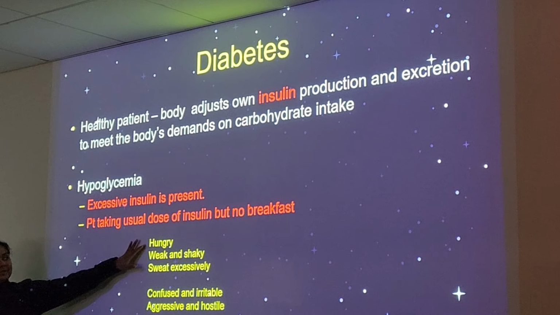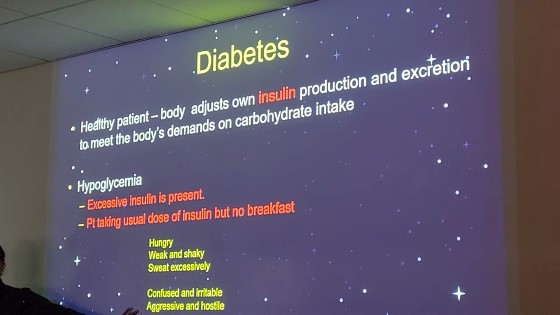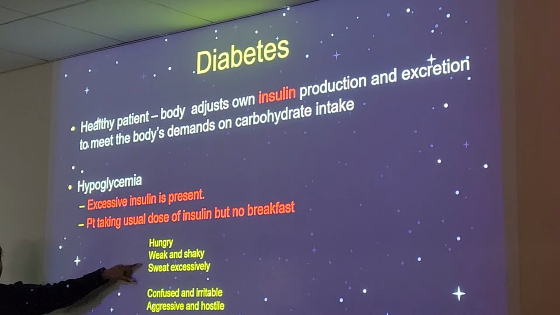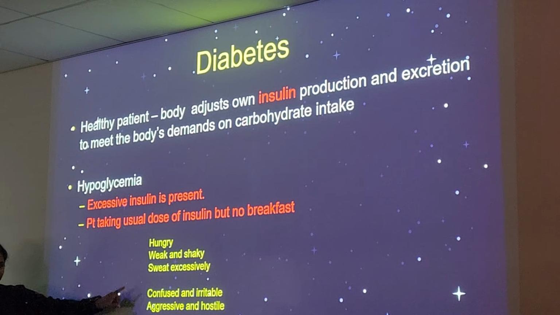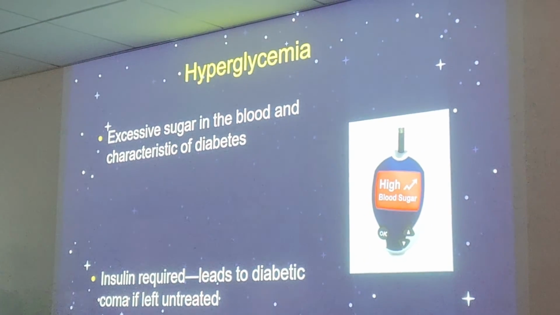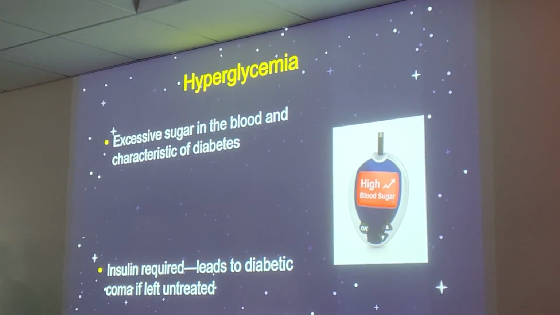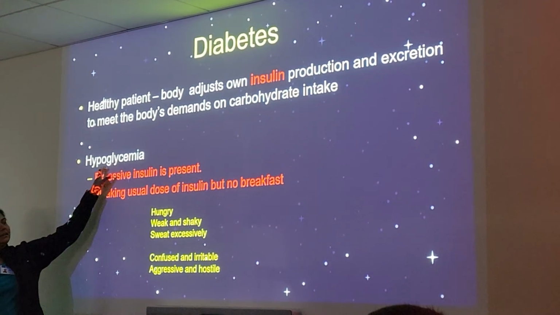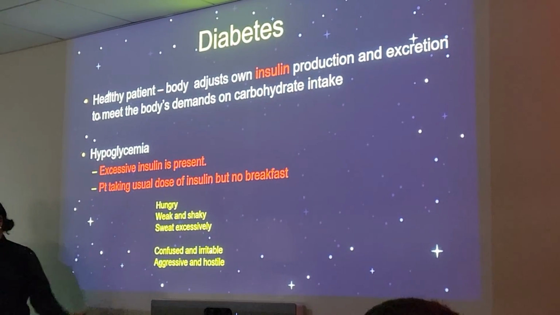So these are some of the symptoms that they'll exhibit if they're experiencing hypoglycemia. Hungry, weak and shaky, sweating, confused and irritable, and they may also become aggressive and hostile. So these are the symptoms they'll exhibit when they're hypoglycemic.